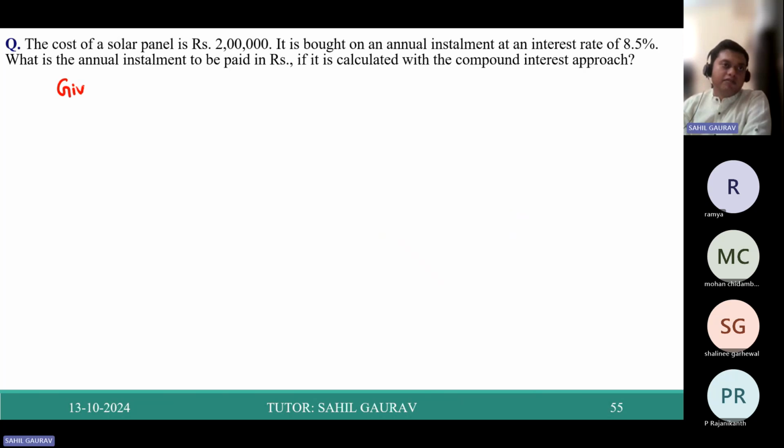So in this problem, S naught is given as rupees 2 lakh. You have to find the annual installment, and the interest rate is given as 0.085. What is the annual installment to be paid with the compound interest approach?